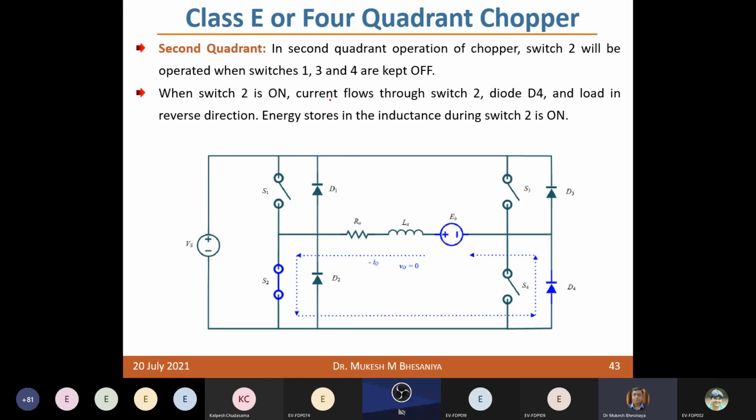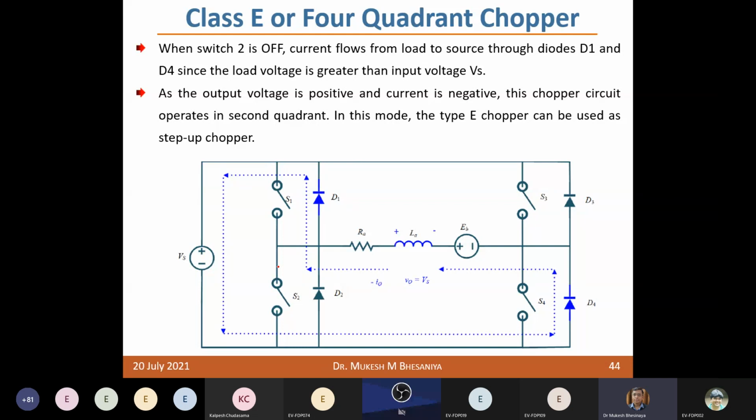This is a second quadrant operation, wherein the direction of current is reversed, while the voltage polarity remains the same. So you are operating your machine in the regenerative braking mode, and you can operate this with the use of this switch. You see here the power is supplied back to the source. The current is negative, voltage is positive. So your machine is supplying the power to the source, and this is being done by controlling this switch S2.